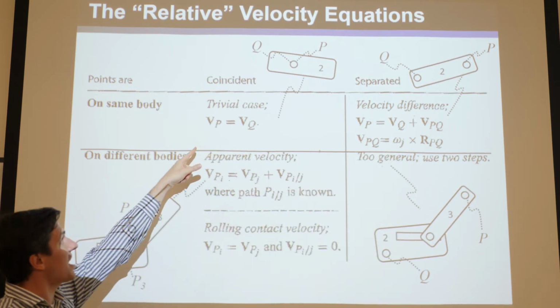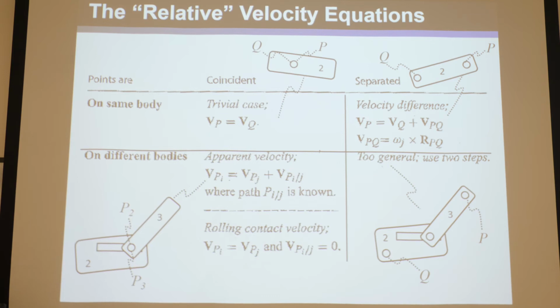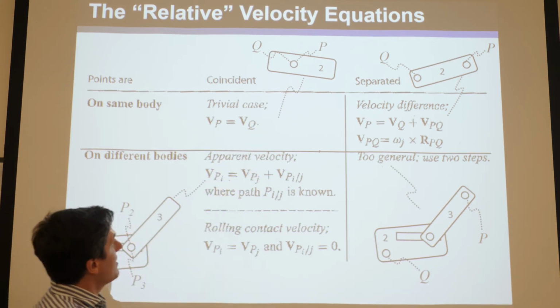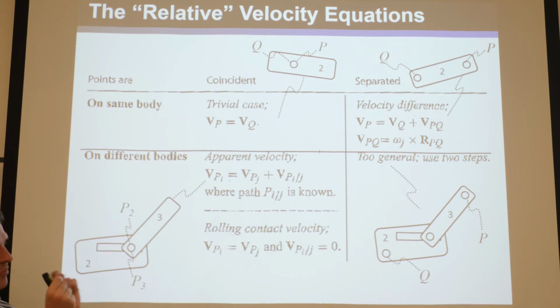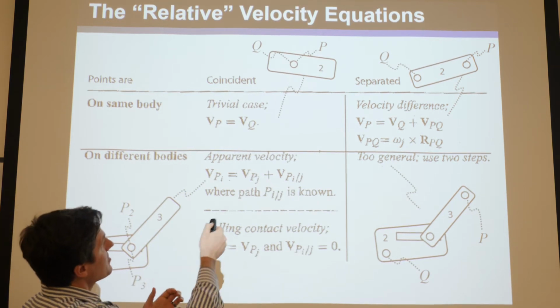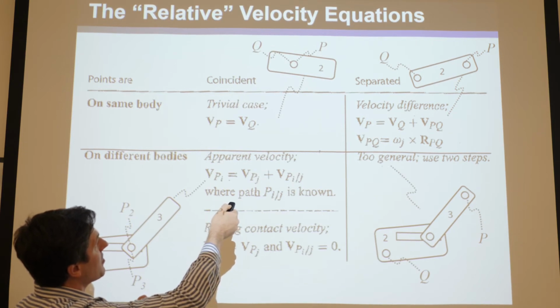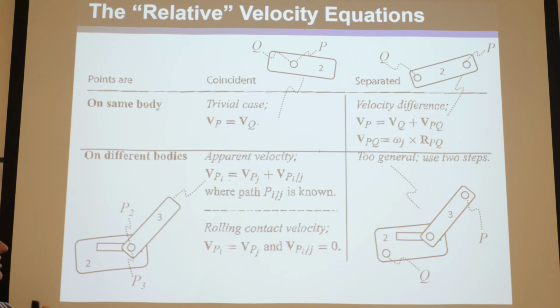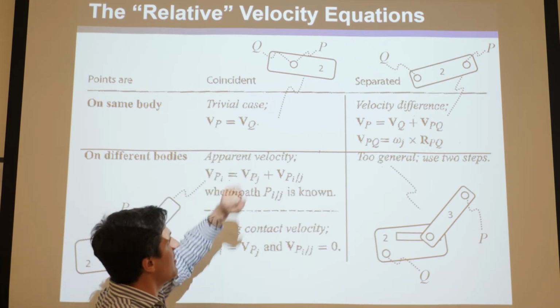Okay, so let's look at the first case. This is the most trivial case. In the top here, this is for the case where you have two different points on the same body that are coincident. Say one of the points is Q, one of the points is P. Well, of course, their velocities are going to be the same because they're basically the same point. Okay, so just Vp equals Vq.